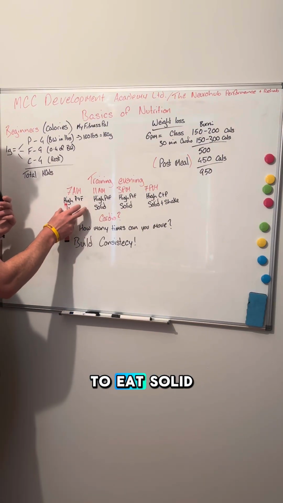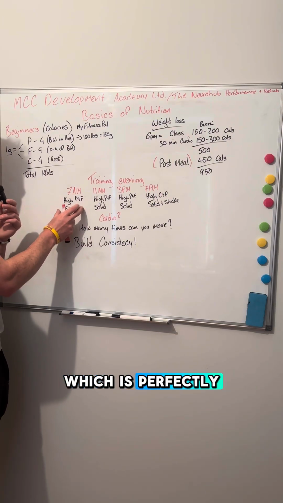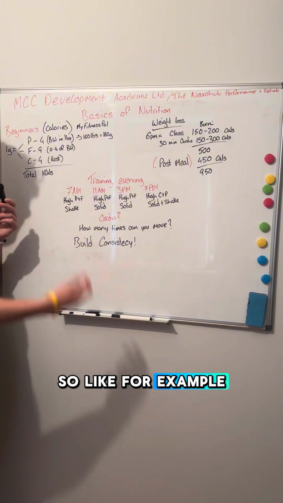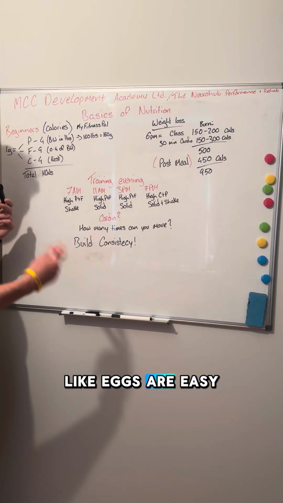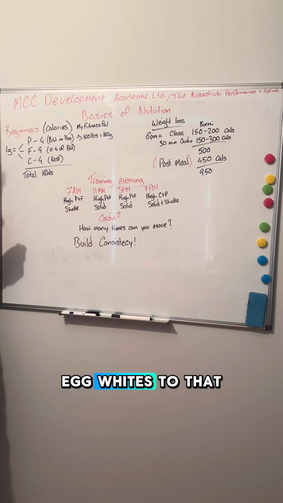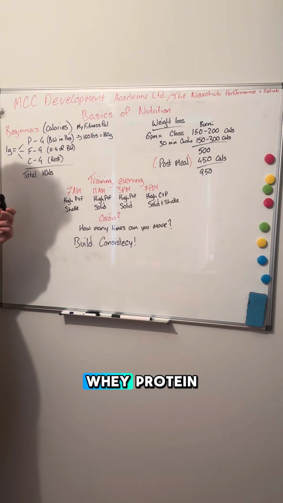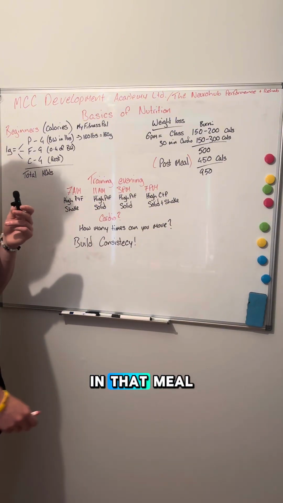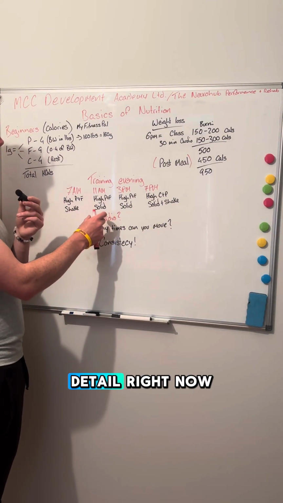If you struggle to eat solid food in the morning, which is perfectly normal, we would try and aim for a protein shake. So, for example, eggs are easy to eat in the morning, but if we're going for a shake, you might even add egg whites to that shake. We'd have our whey protein. We'd have any of the high fats in that meal. Okay, I don't need to go into too much detail right now.